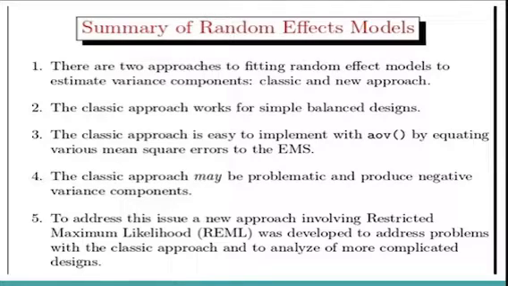Now, the classical approach is easy to implement with AOV by equating the various mean squares to the expected mean squares. The classical approach may be problematic and produce a negative variance component. That was one of the reasons why we have to move to the new approach. What if I solve a problem and I get a negative variance? To address the issue, a new approach involving restricted or maximum likelihood was developed to address the problems with the classical approach and to analyze more complicated designs.